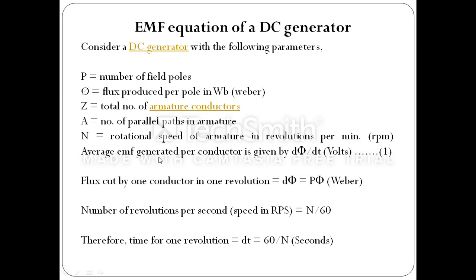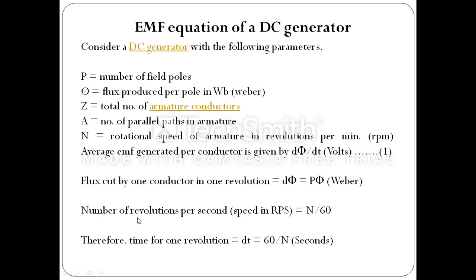Now, the average EMF generated per conductor is given by d phi by dt, which is in volt. We call that equation number 1, where phi is equal to the flux produced per pole in Weber. Now, flux cut by one conductor in one revolution is equal to d phi, which is equal to P phi, and phi is in Weber.